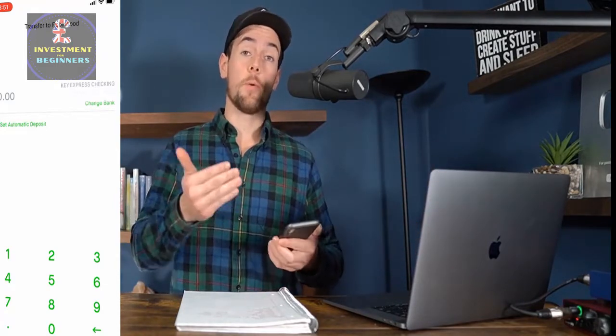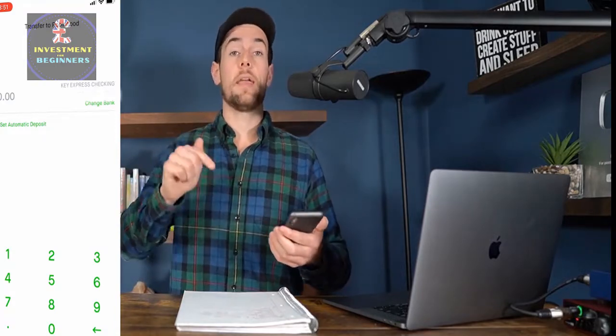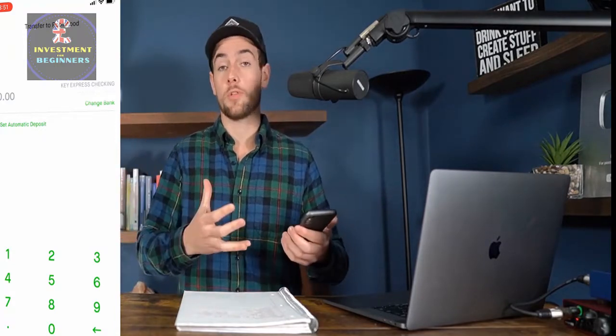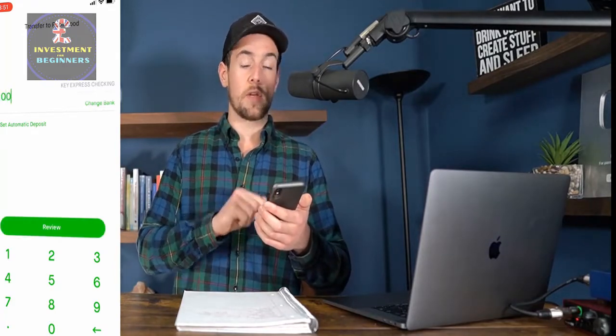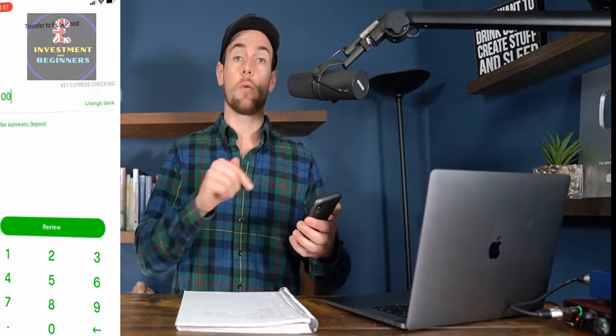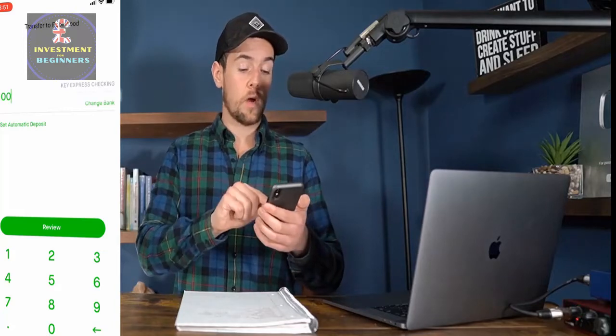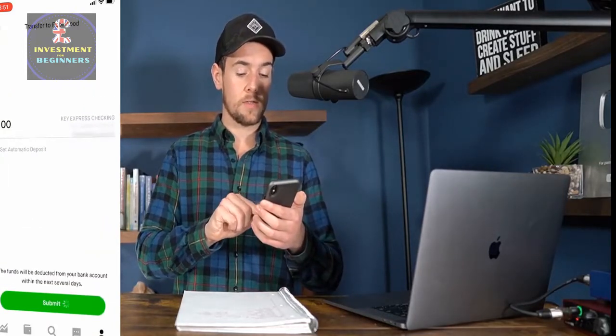Now, you can link multiple banks too if you have a lot of different bank accounts. I just have one main account that I use for funding my brokerage accounts that I already have linked. So let's say, for example, I want to move $100 from my bank account to my Robinhood account. I would type in 100, I would click review and submit.